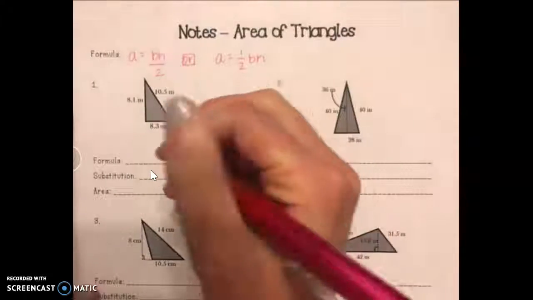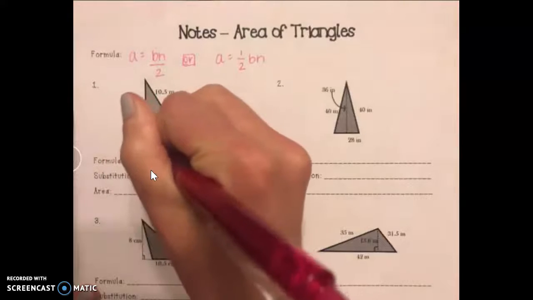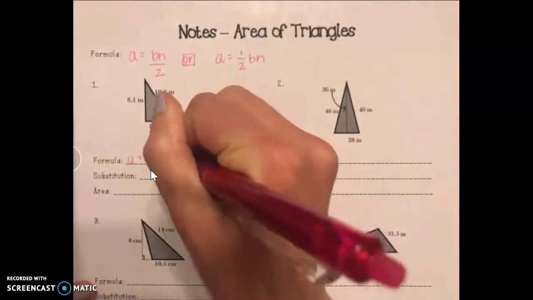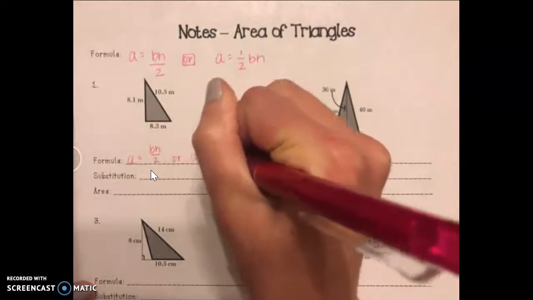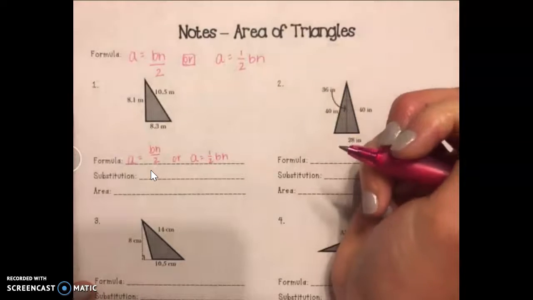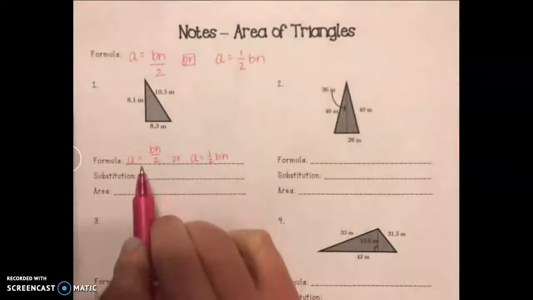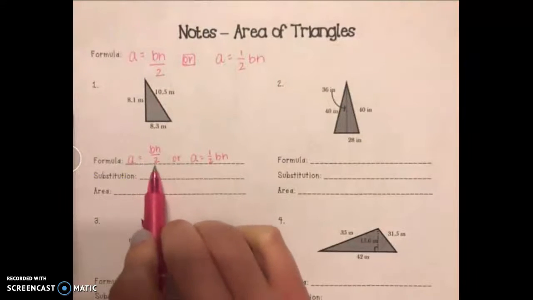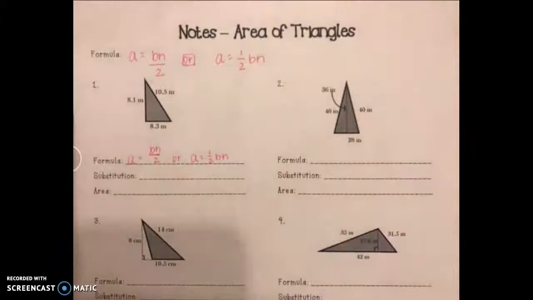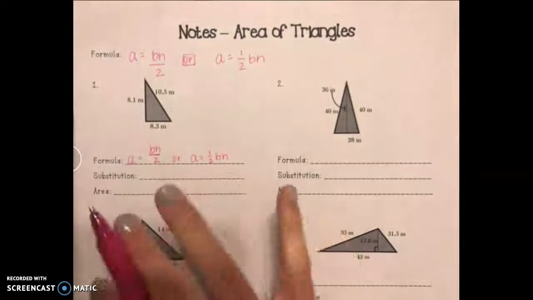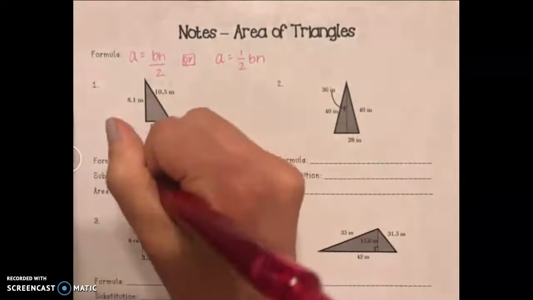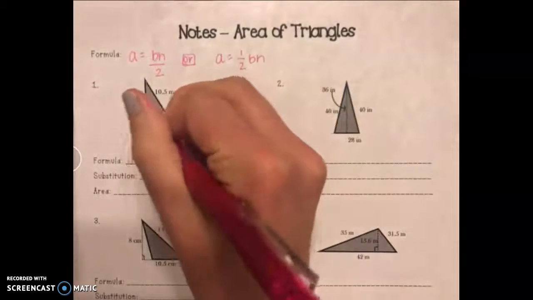So number 1, our formula is area equals base times height over 2, or you can also put area equals 1/2 base times height. They both mean the same thing. I personally like this one better because it reminds me that I have to divide by 2. To me, that's simpler, but a lot of people like to multiply by 1/2. Both are perfectly fine.